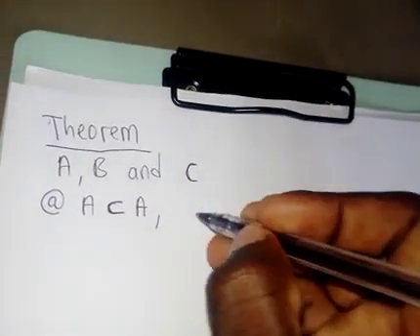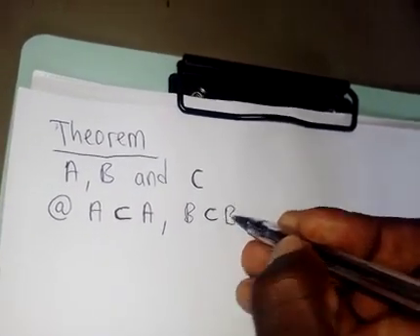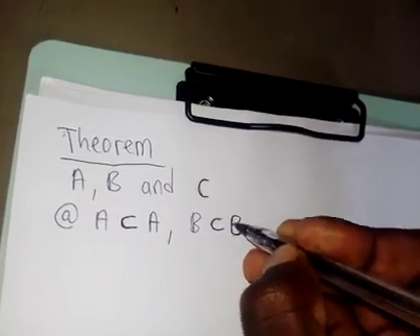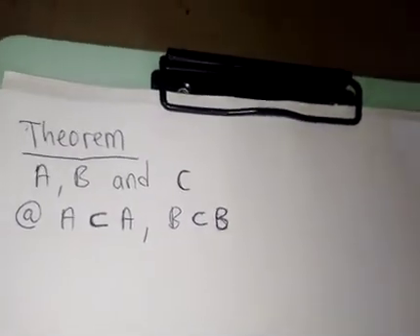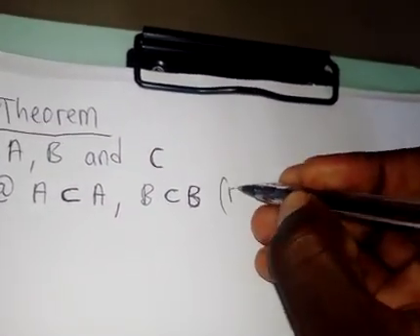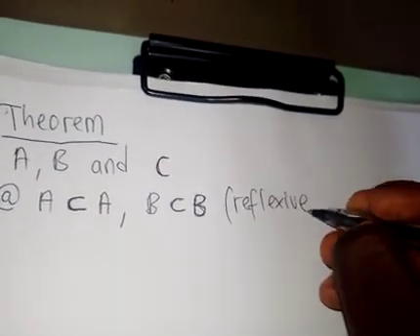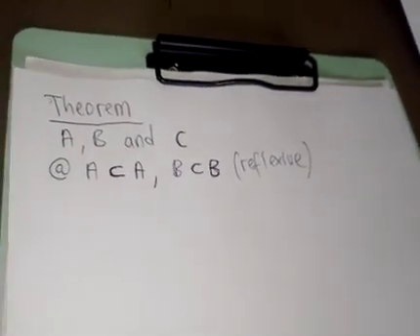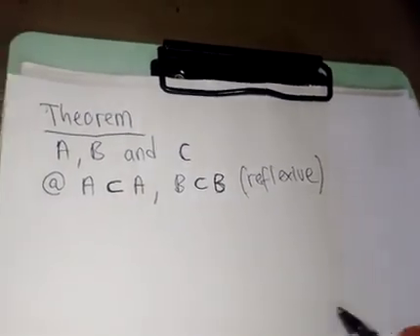This is also true for B. So even set B is a subset of what? Set B itself. So any set is a subset of itself. Then what does this mean? So this is what we call the reflexive property. So by saying any set is a subset of itself, that's called the reflexive property.